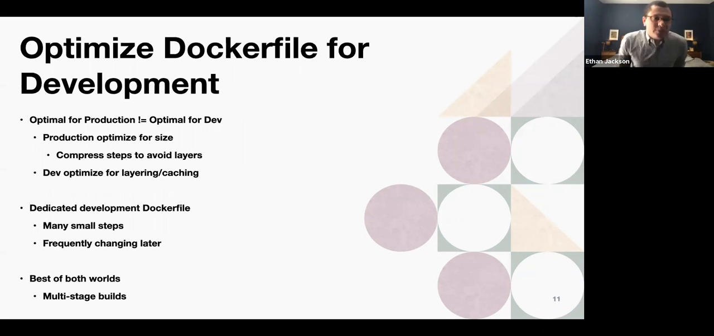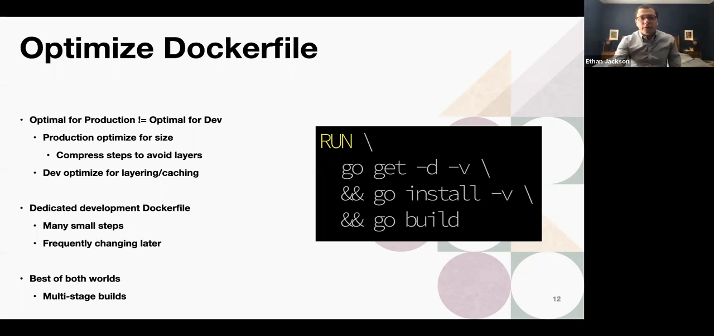The second approach, and this is where it gets a little bit more interesting, is maintaining a separately optimized Docker file specifically for development. And I mentioned this earlier, the optimal Docker file for production is not the optimal Docker file for development. Oops, I forgot to change the title on all these slides. That's okay though. So you'll very frequently see something like this in people's Docker files.